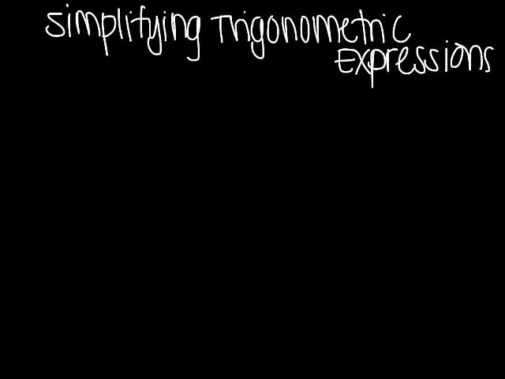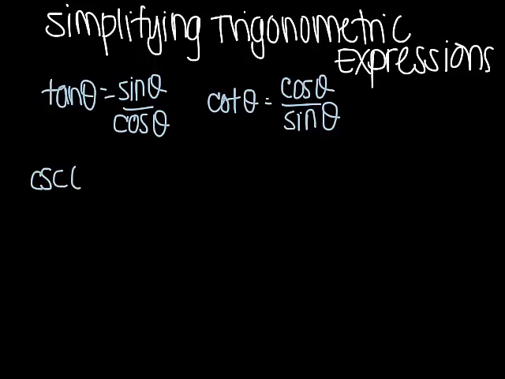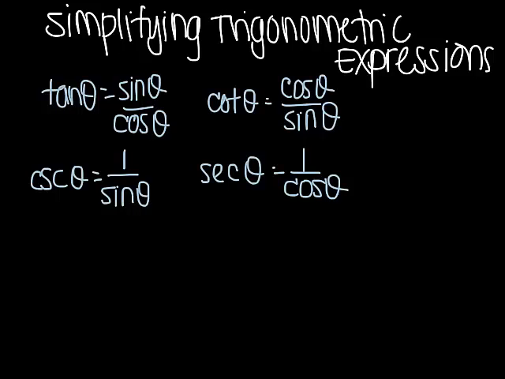Before we get into simplifying, we're just going to make a quick list of all of our trig identities. So we know that tangent is sine over cosine. And then because cotangent is the reciprocal, we know that that's cosine over sine. Because cosecant is the reciprocal of sine, we're going to say that that's 1 over sine. And secant is the reciprocal of cosine.